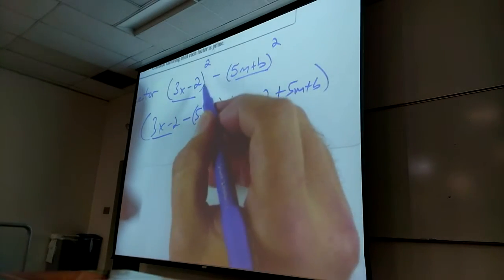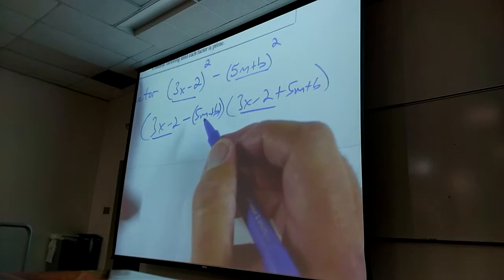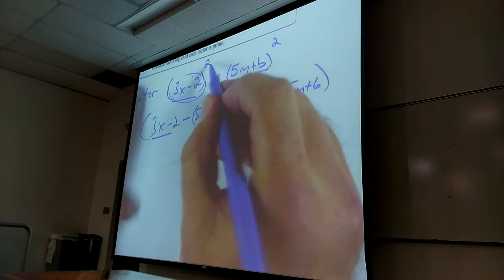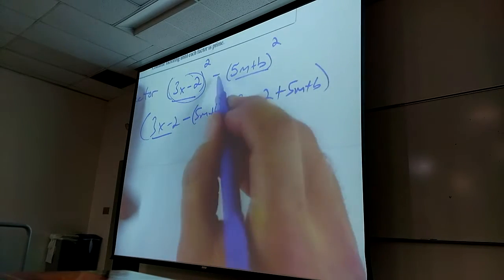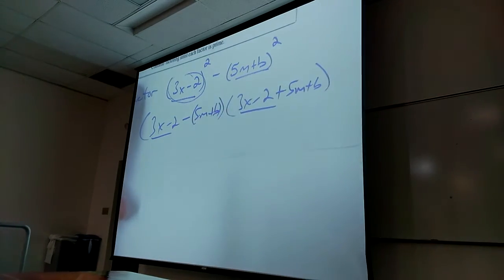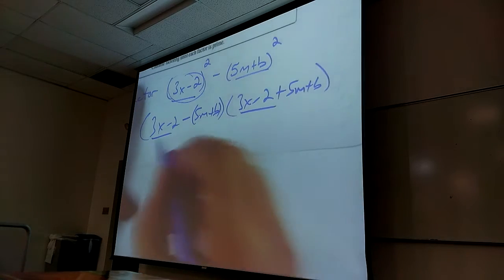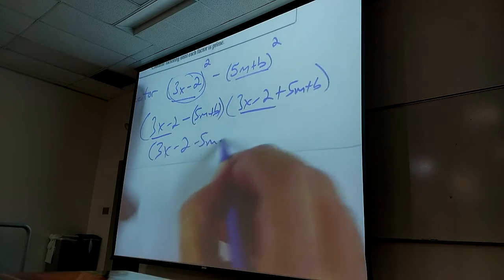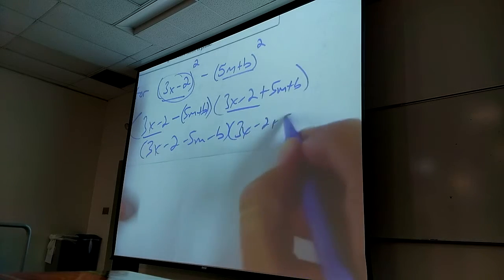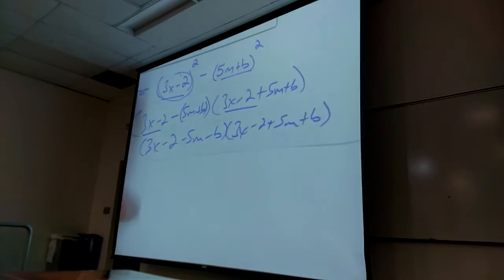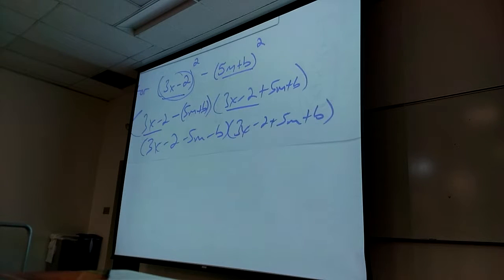So the form of squares does not care what is being squared here and what's being squared here. It just says if I have two things squared subtracting, I could break it up. Period. So then it'll be 3x minus 2 minus 5m minus b times 3x minus 2 plus 5m plus b. Whoa. So almost never would you multiply if the instruction says factor, because those are opposites. Factor is unmultiply. So if you're multiplying, you're probably doing something wrong when the question says factor.